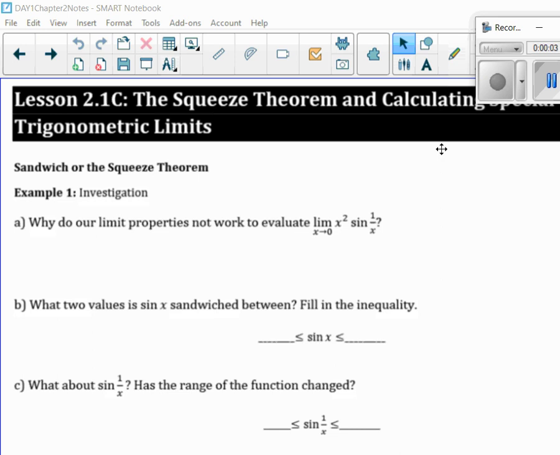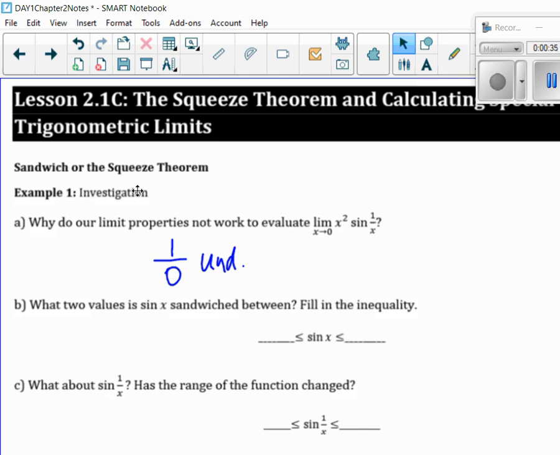So normal limit properties: if you were to substitute 0 in for direct substitution, you would get 0 squared times sine of 1 over 0. But why can't we use the normal properties? You can't have 1 divided by 0. So 1 divided by 0 is undefined, so you can't, right? Okay, so we're going to sandwich this between two things so that we can actually calculate the limit here.